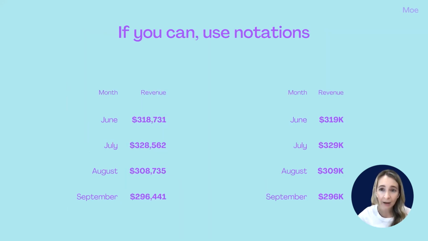Now, commas are great, but if you can use notations, like K for thousands, M for millions, B for billions, if you're that lucky. Again, you do need to give some thought to your audience and whether they need that level of precision. Most times people don't, but there are certain cases where you can't use notations.